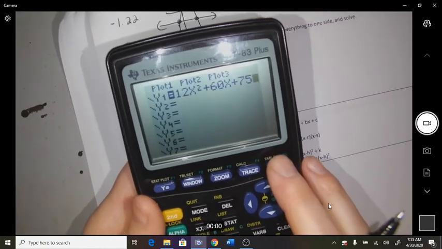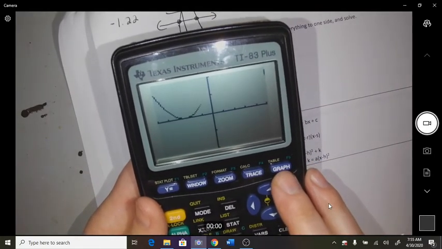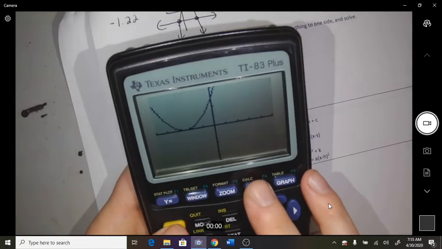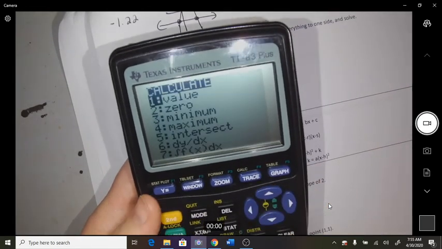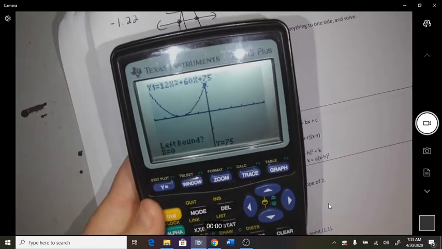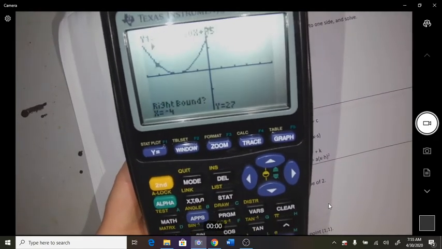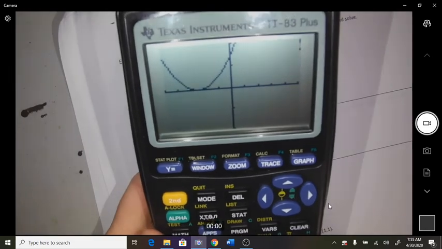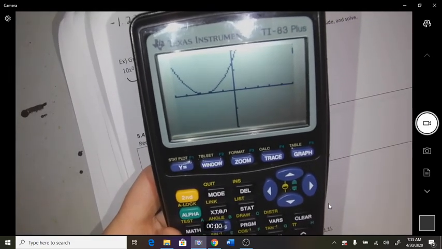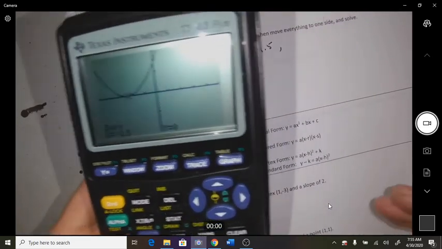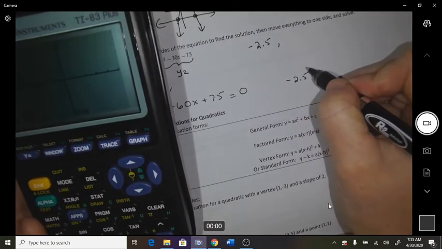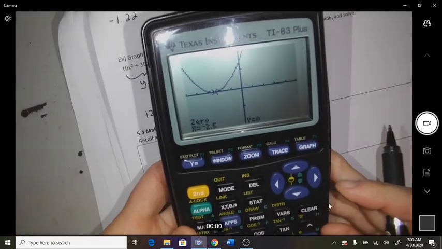Okay, so graphing that, if we're calculating the 0, let's say between -4 and -1, -2.5, and that's it. One solution because the vertex is on the axis.